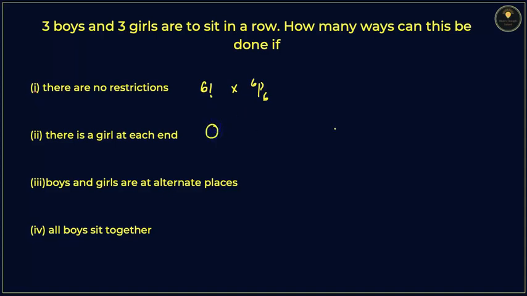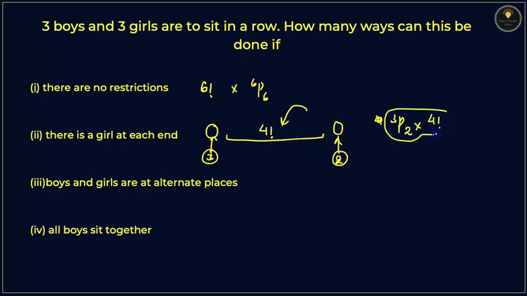Now in the second question, it is given that there is a girl at each end. This is the first end, and this is the second end. For filling the first end, you have 3 options. For filling the second end, you have 2 options. For filling the rest, that is inside, we can write 4 factorial. You can do the same thing here, I will write 3P2. This is the arrangement of girls at the ends, and then we have 4 factorial for arranging the ones that are inside the girl region.